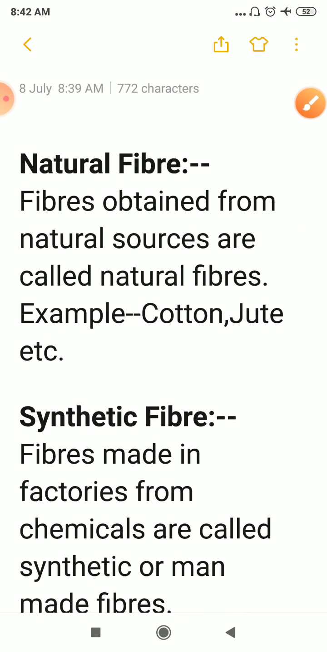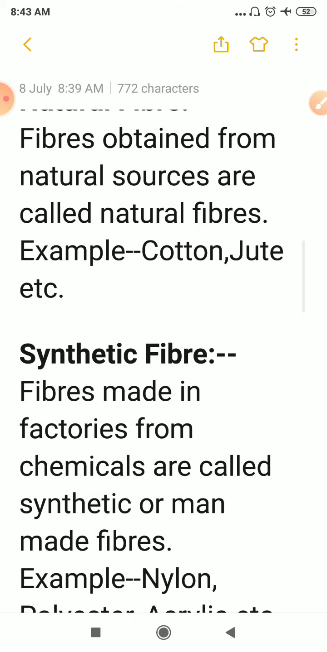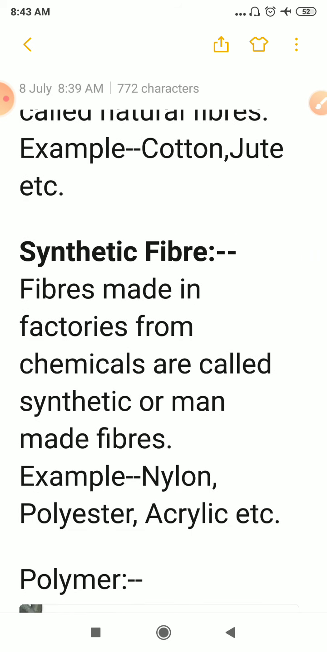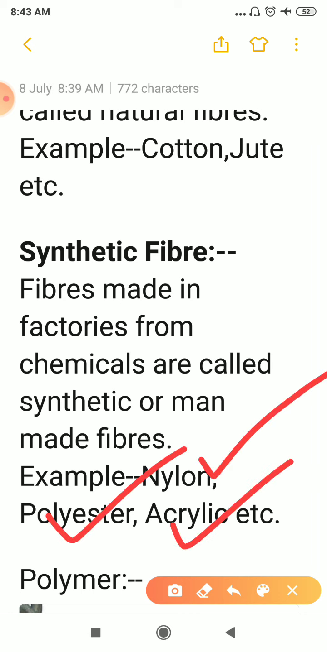Natural fibers are obtained from nature, for example, cotton, jute, silk, wool, etc. These are all natural fibers, and we get them directly from nature. Nature provides us these fibers. Synthetic fibers are man-made fibers. They are prepared in factories from chemicals. Some examples of these fibers are nylon, polyester, acrylic, etc. All these fibers are prepared in factories.